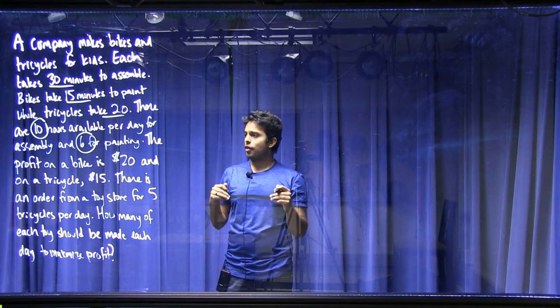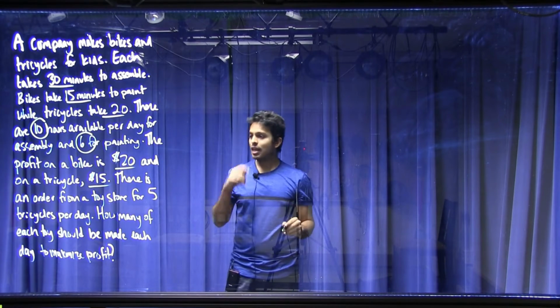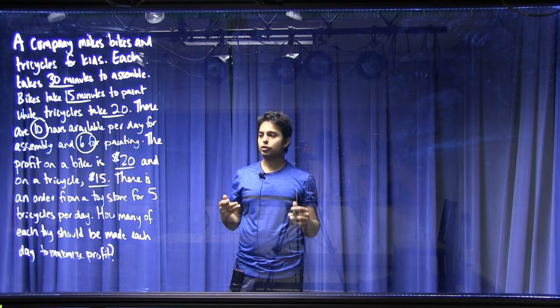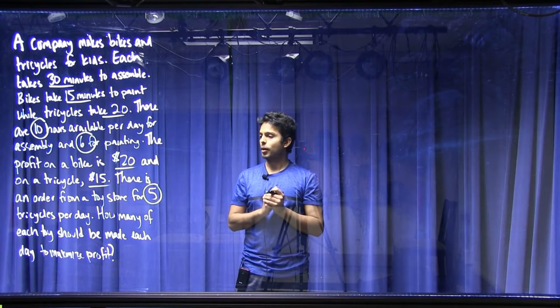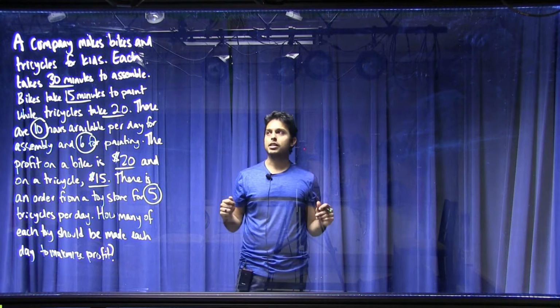Then we know the profit on a bike is $20, the profit on a tricycle is $15. And finally, we know there's an order from a toy store for 5 tricycles per day. So I'm going to circle that, and you'll see why that's a constraint in a little bit. And the question is, how many of each toy should be made each day to maximize profit?